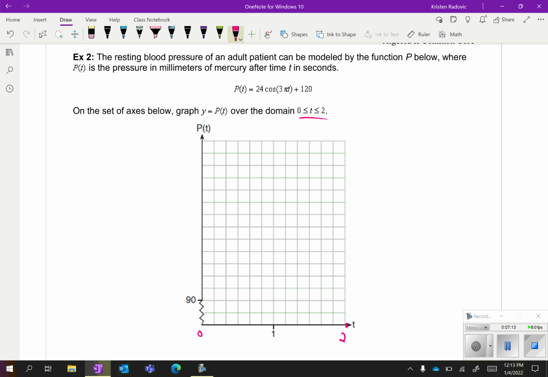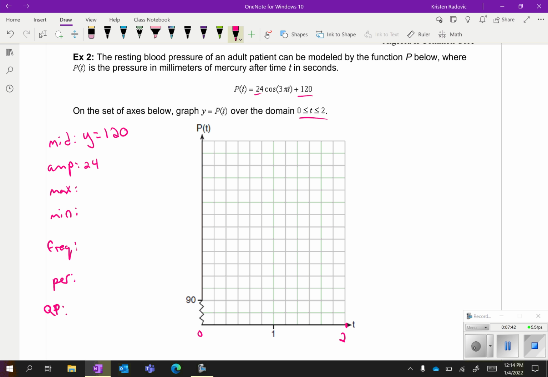So we have our midline, amplitude, max, min, frequency, period, and quarter points. Your midline is what you're adding on. So in this case, the midline is y equals 120. Your amplitude is what's in front of the trig function, which is 24.